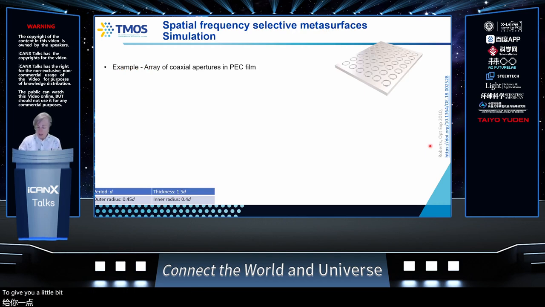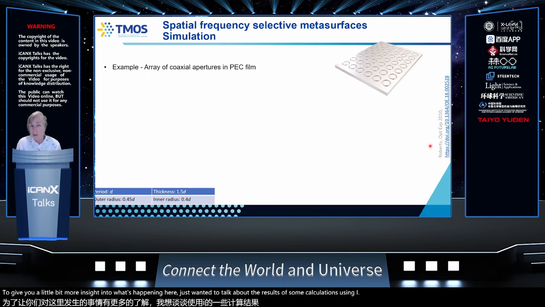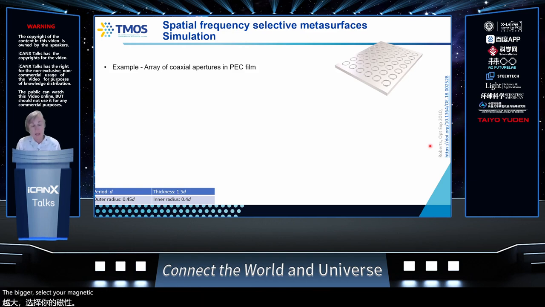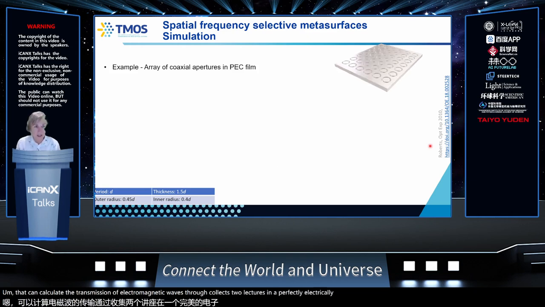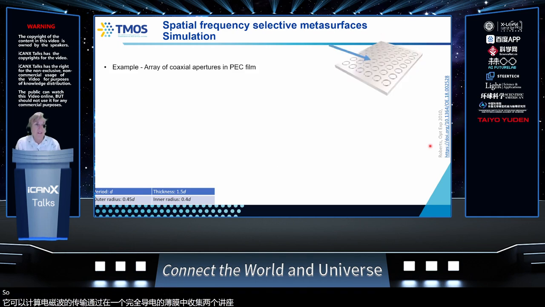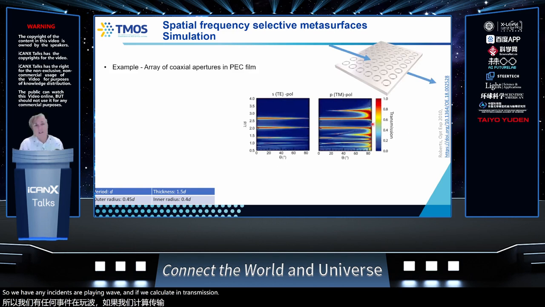To give you a little bit more insight into what's happening here, I just wanted to talk about the results of some calculations using what I call a toy model, but it's based on a rigorous electromagnetic model that can calculate the transmission of electromagnetic waves through coaxial apertures in a perfectly electrically conducting film. So we have an incident plane wave, and if we calculate the transmission as a function of angle of incidence, the vertical axis here is the wavelength normalized to the period of the structure, and the horizontal axis is the angle of incidence, and we've got the two polarizations here.